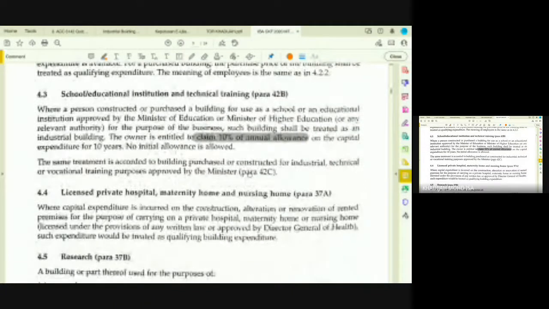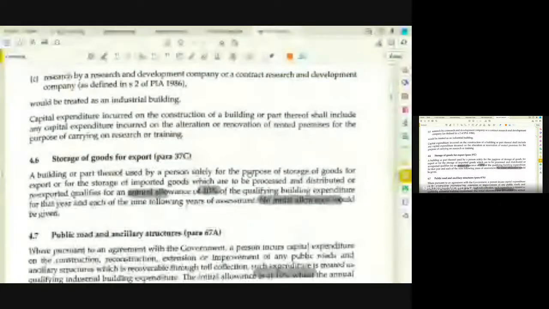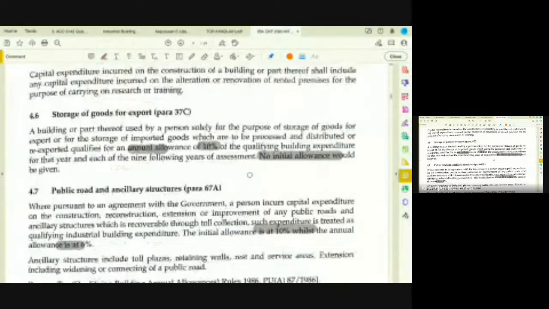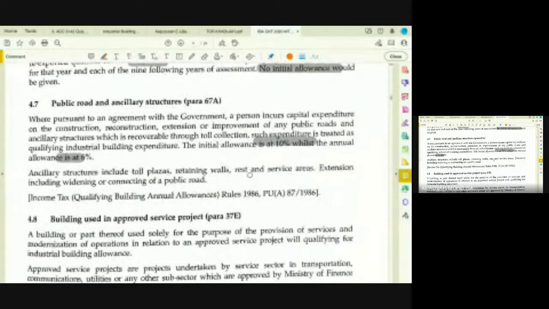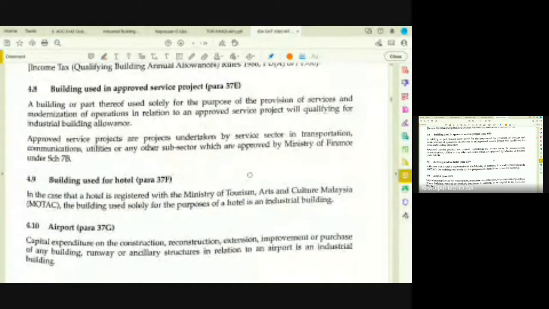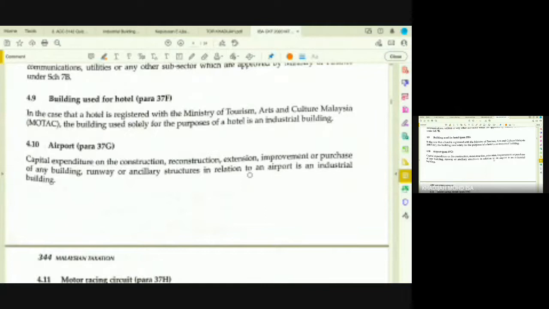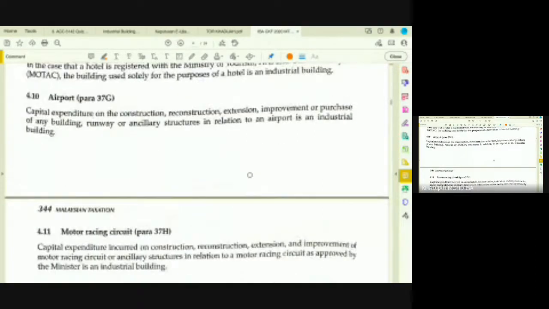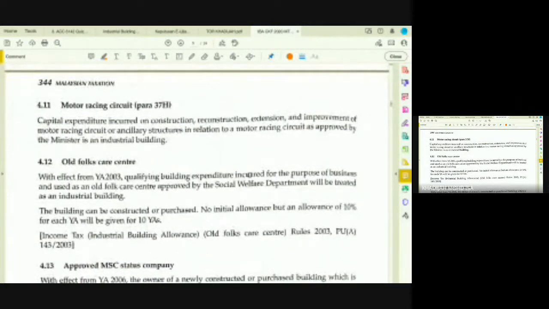Then you have the school, educational institute, private hospital, building for research purpose, storage of goods for export. Again, this one is no initial allowance, but 10% annual allowance. Public road and ancillary structures, building used in an approved service project, similar to the earlier. Building used for hotel, and then you also have the airport. The airport, not only the building, but also includes the runway and ancillary structures in addition to an airport. So all that is an industrial building. You also have the motor racing circuit, right? I'm not sure whether we still have that in Sepang.